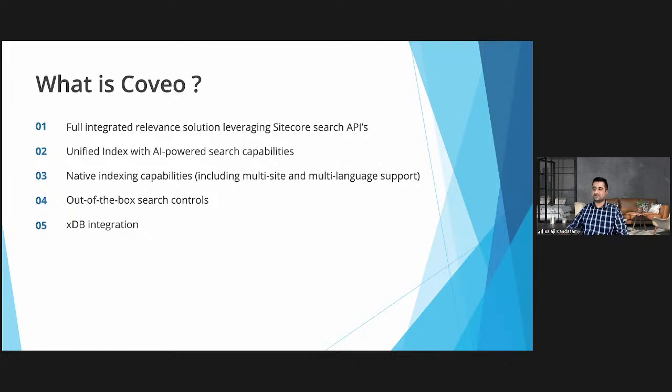So it is a unified index. Native indexing capabilities, I did talk about this, more about the Sitecore API that it is using. It does support multilingual sites, or multi-site and multi-language support. Out of the box, it comes with a lot of search controls that can be directly integrated on the Sitecore website that we are building. It also has XTV integration that could be used for personalization.